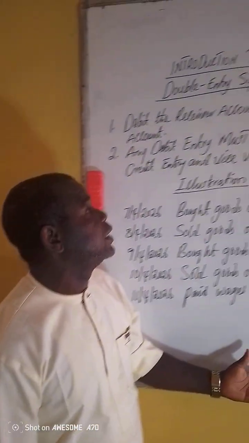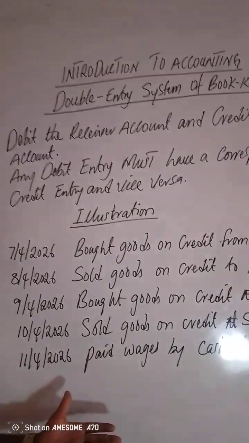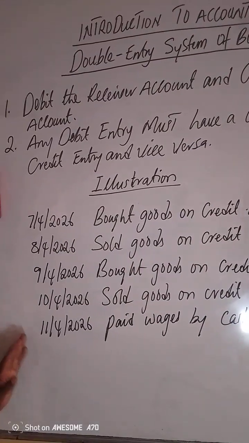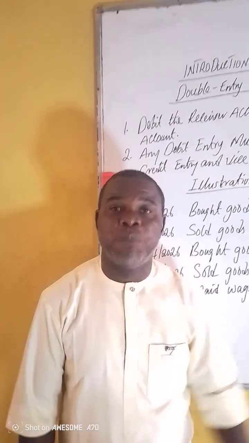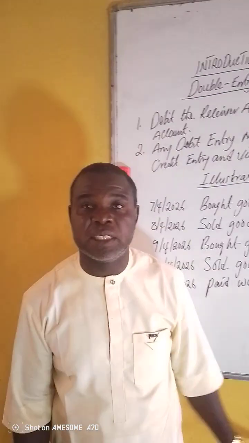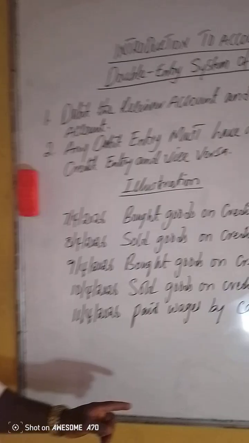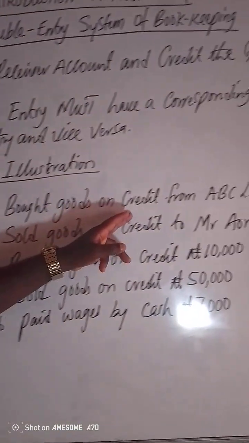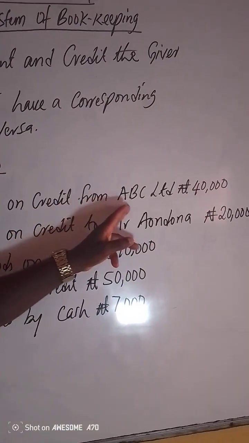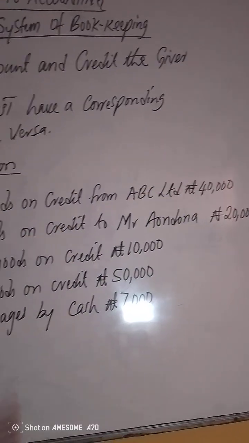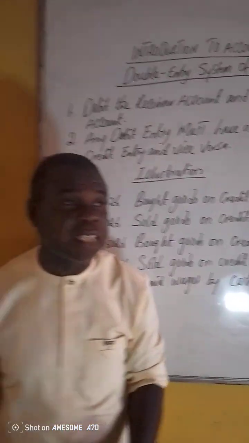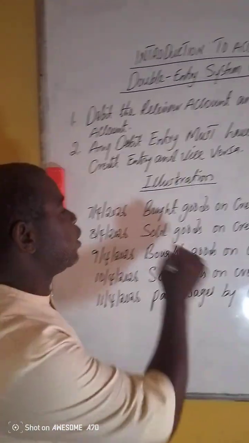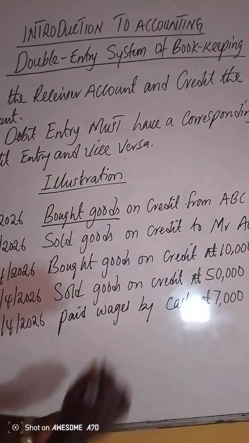Now let's look at the entries we have today. As you can see, the 7th to the 11th are different entries that learners are always challenged on, how they are posted in the ledger. I'm going to address it today. The first one says: bought goods on credit from ABC Limited, 40,000. Bought goods means purchases.